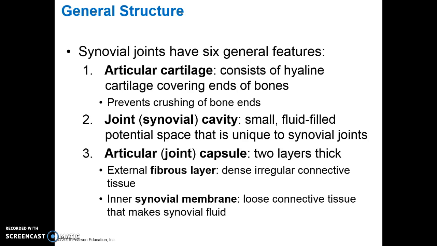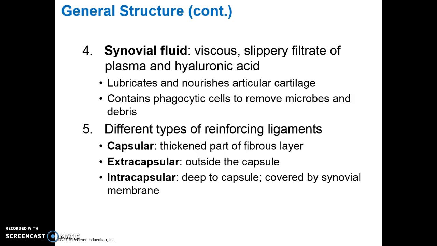And the inner layer is the synovial membrane, which is loose connective tissue, and this is what produces the synovial fluid. Synovial fluid, on the other hand, is a viscous, slippery filtrate of plasma. So blood plasma is a component of the synthesis of synovial fluid along with hyaluronic acid. As I stated, it lubricates and nourishes articular cartilage, since cartilage is avascular, and it also contains phagocytic cells to remove microbes and debris.